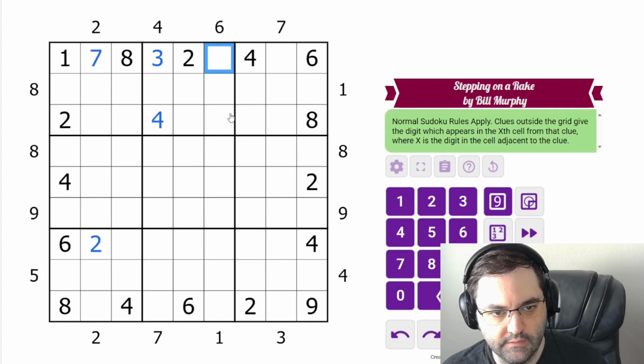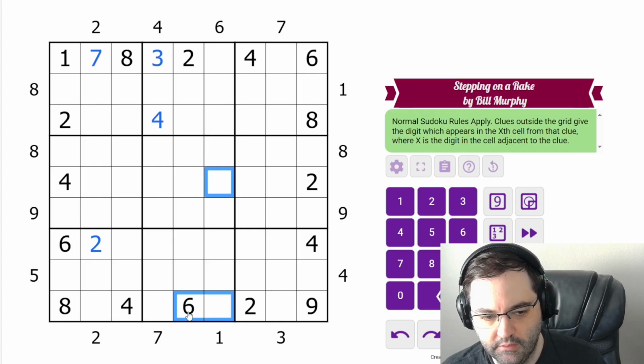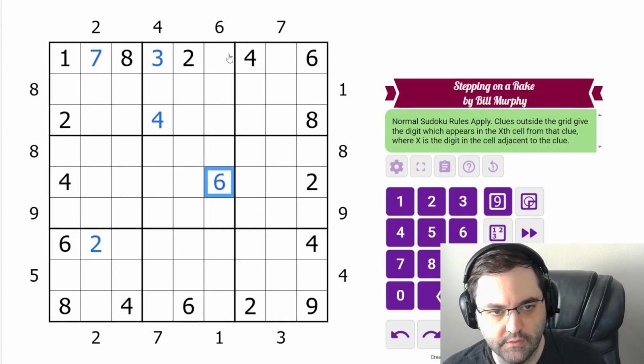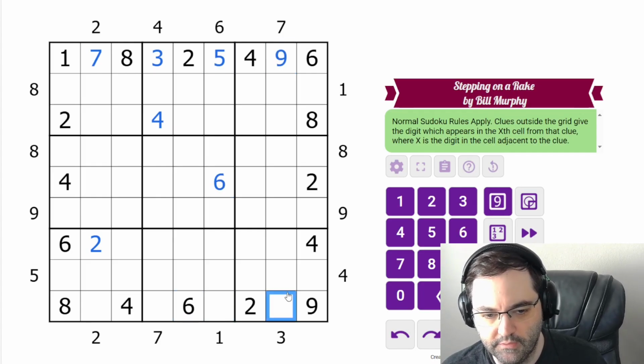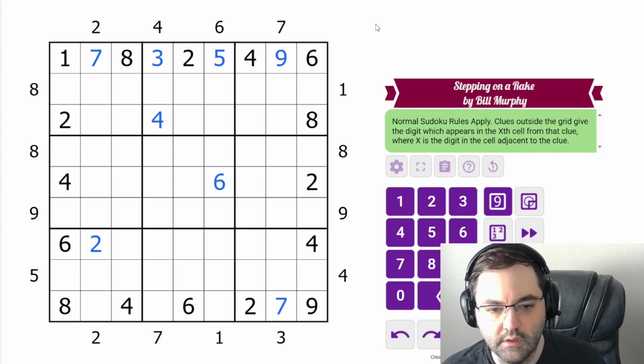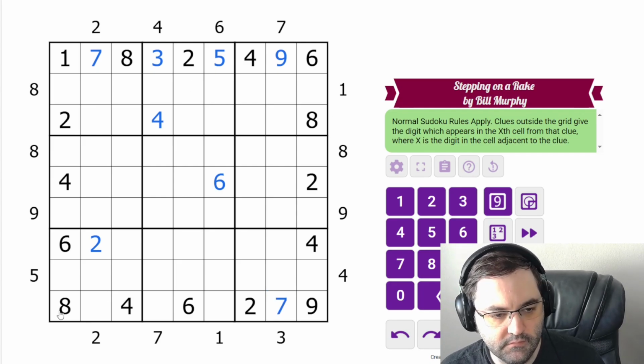And then the 6, we're looking at the 5th and the 9th. There's already a 6 in this box, so the 6 must go here. And then that means the 7 is in the 9th cell. Now let's come down here.